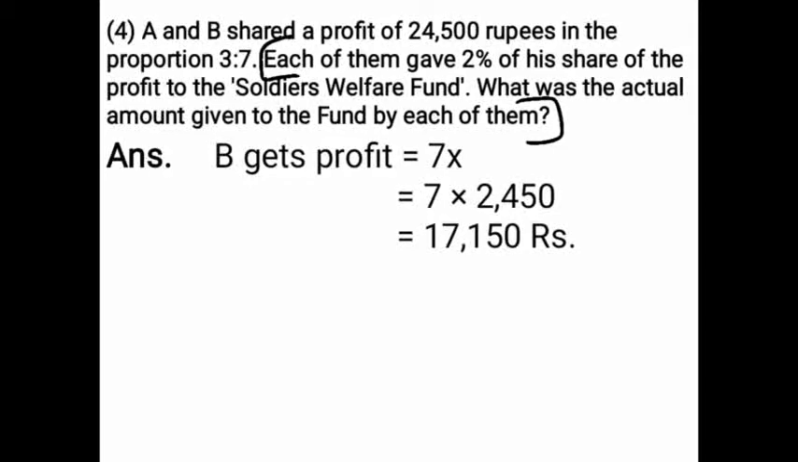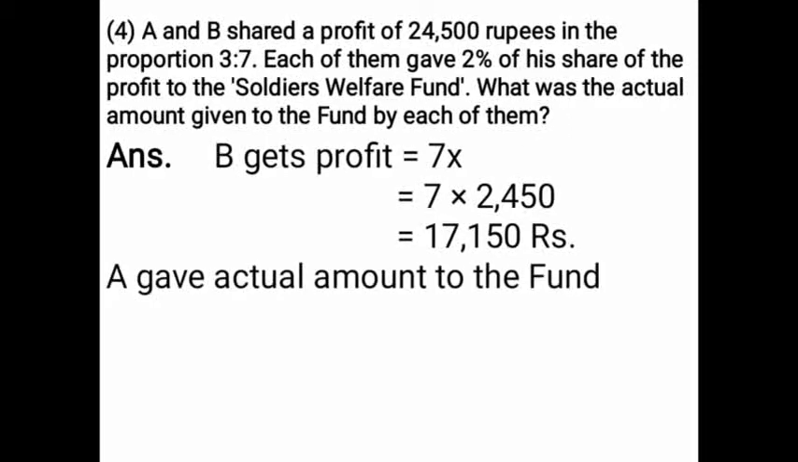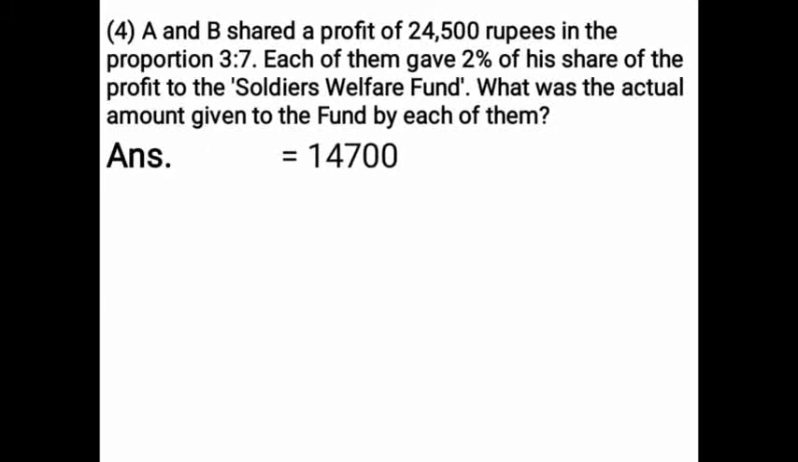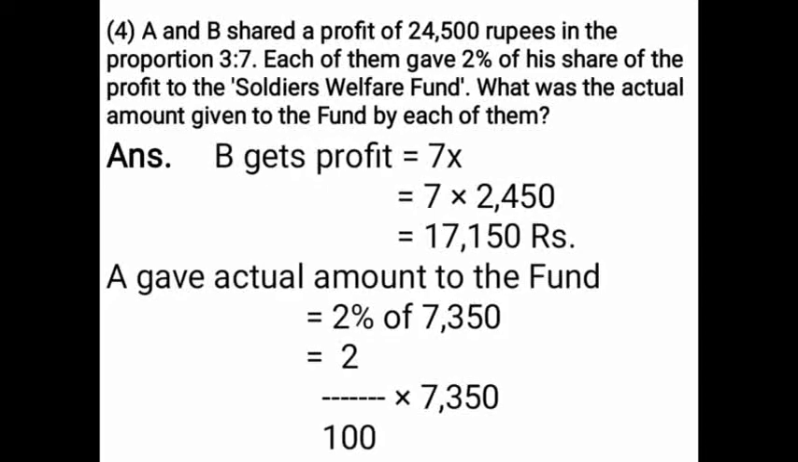Each of them gave 2% of his share of the profit to the soldiers' welfare fund. What was the actual amount given to the fund by each of them? Statement you have to write: A gave actual amount to the fund, that is 2% of A's profit, is equal to 2 upon 100 into 7350. Zeros get cancelled. You can multiply also here. 7350 into 2, you can multiply if you are not cancelling the zeros.